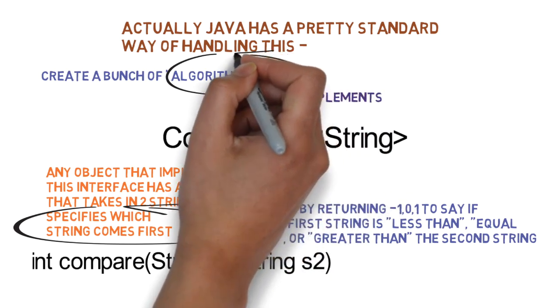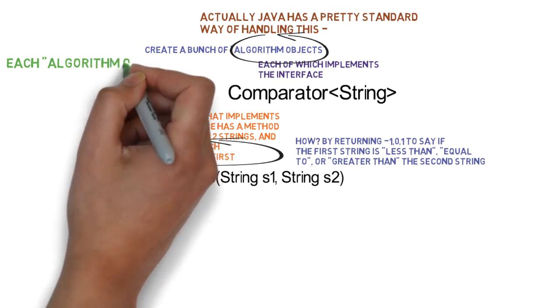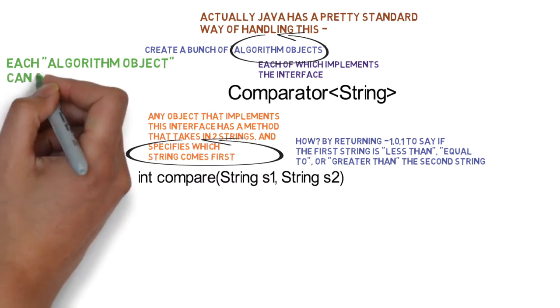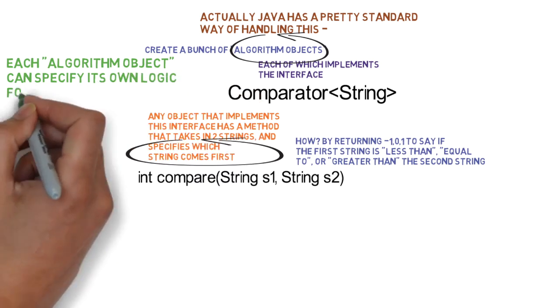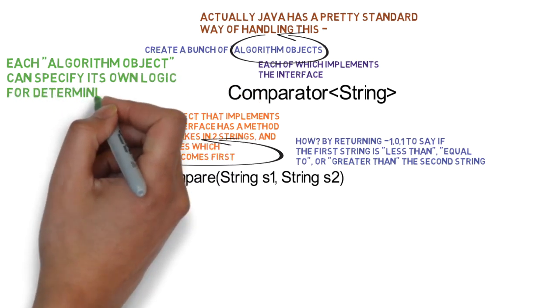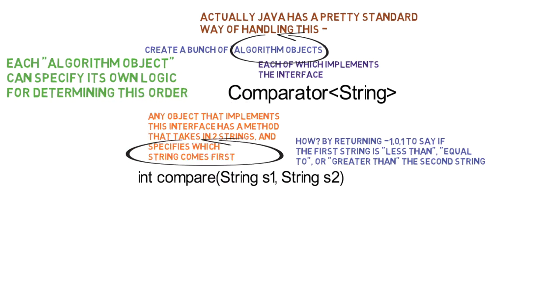Now let's go back to the algorithm objects. What logic does it use to specify which string is greater? Now, each algorithm object can use its own logic for determining this order. That is what the algorithm is. The core of the algorithm is to determine which string is greater. And depending on what it's trying to do, whether it's lexicographical, ignoring case or not, the algorithm changes. So each algorithm or object specifies its own logic.